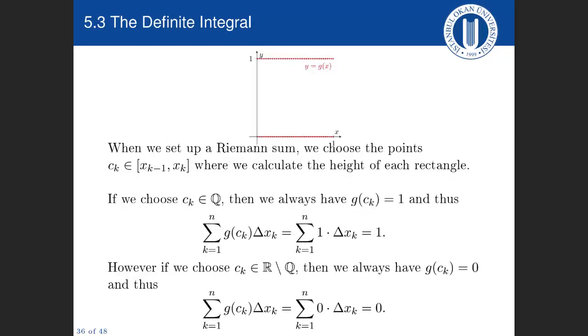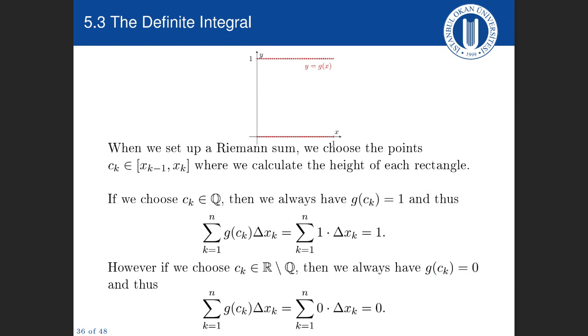But if we choose an irrational ck, if we choose ck which is in the real numbers but not in the rational numbers, then we would always have that g of ck is 0. Then when we write down the Riemann sum, the height of the rectangle would be 0 and the width of the rectangle would be delta xk. And of course, 0 plus 0 plus 0 plus 0 plus etc. is just equal to 0.